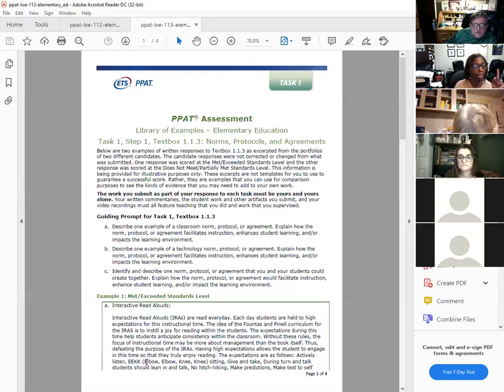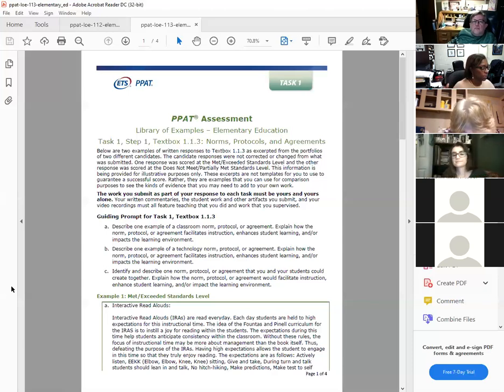Actively listen. Elbow to elbow, knee to knee, sitting. Give and take. During turn and talk, students should lean in and talk. No hitchhiking. I guess if I'm talking, I can't get onto yours. Make predictions. Make text-to-self connections. Participate in learning and respect others.